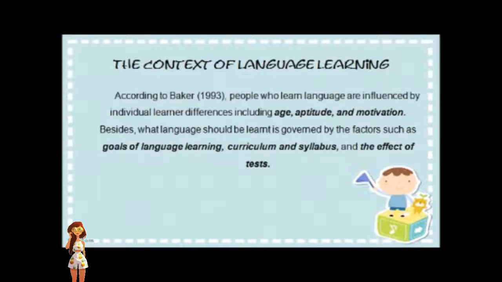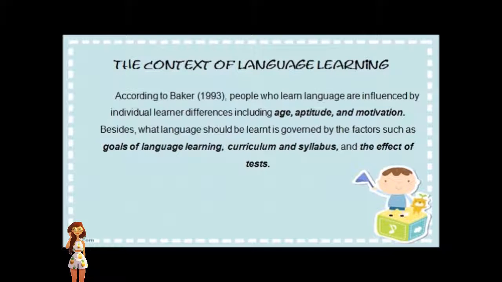The context of language learning. According to Becker, 1993, people who learn language are influenced by individual learner differences including age, aptitude, and motivation. Besides, what language should be learned is governed by factors such as the goals of language learning, curriculum and syllabus, and the effect of tests.